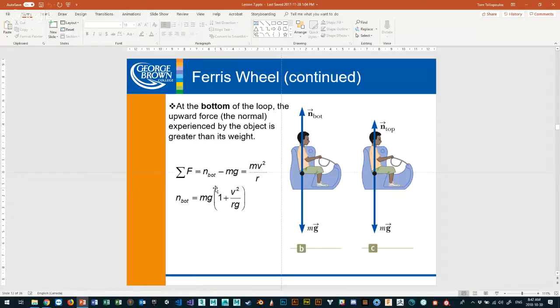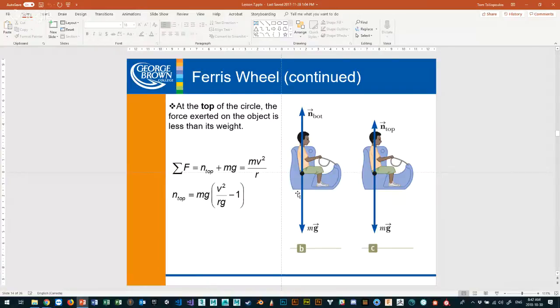And so because of that, think about this. At the bottom, you're subtracting mass times gravity, because you're going further down, whereas on the top, you're adding. So where's the normal force less? The top. That means if the normal force is less, the child feels lighter at the top than he does at the bottom due to the centripetal acceleration. That's what's happening.